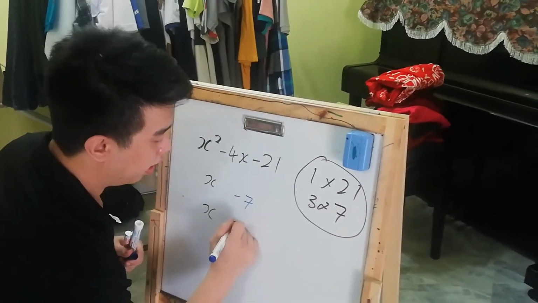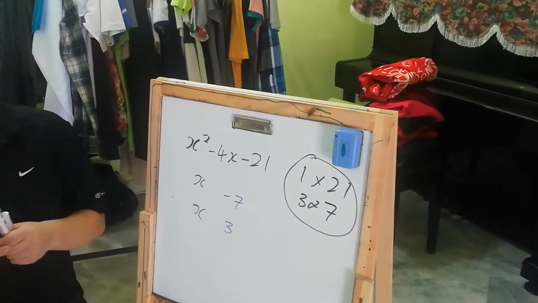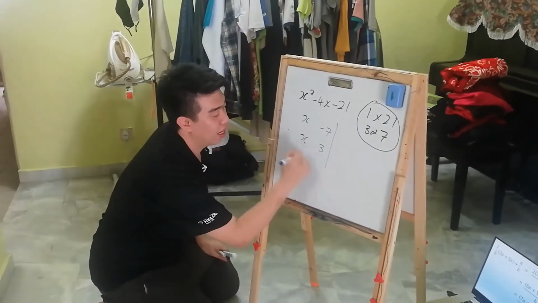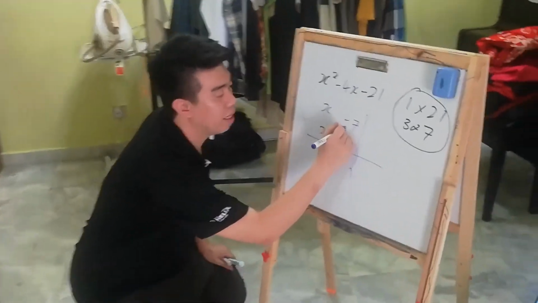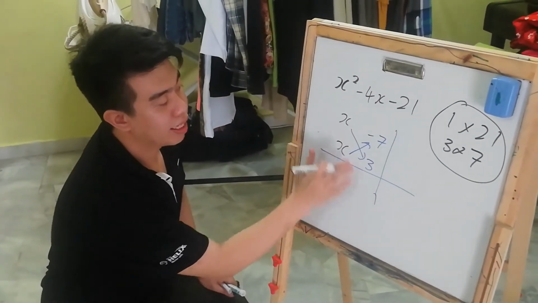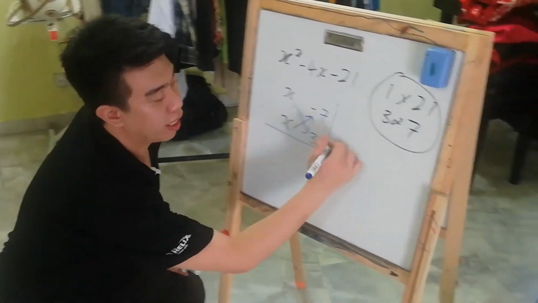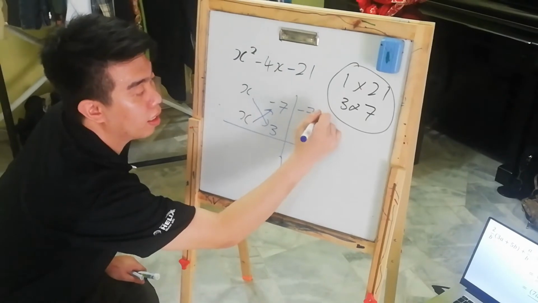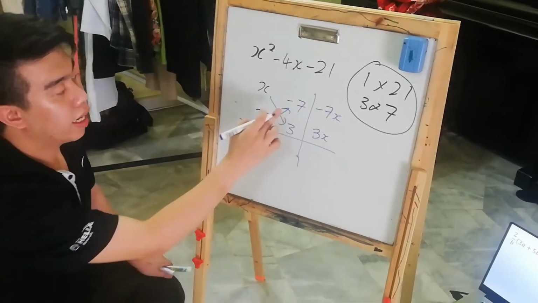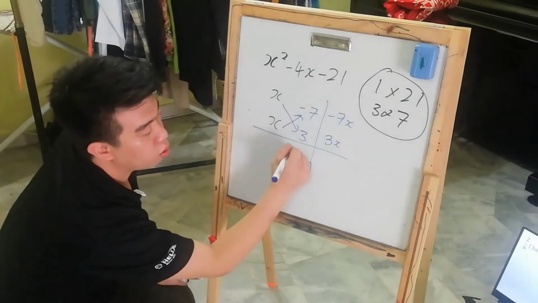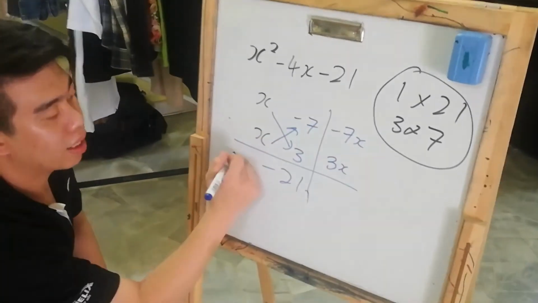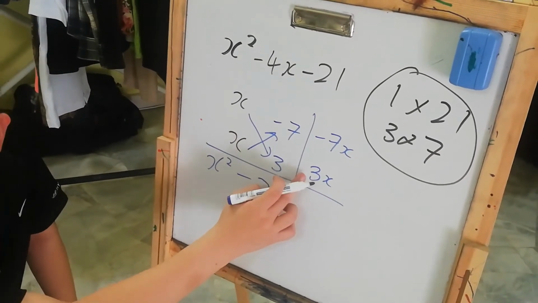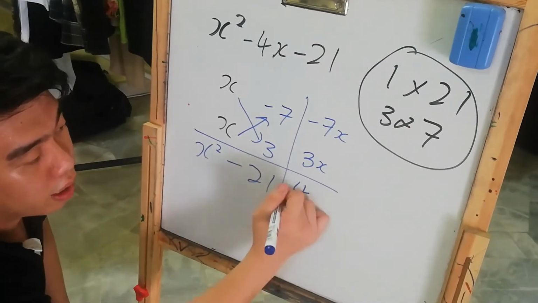Negative 7 and 3, you can get negative 4. Yes? Yes. So once you declare that, draw a line. You did last time. Times here, and times here. So to check the answer, x times 3, you get 3x. X times negative 7, you get negative 7x. Negative 7 times 3, you get negative 21. X times x, you get x squared. Minus 7 plus 3, you get negative 4x.